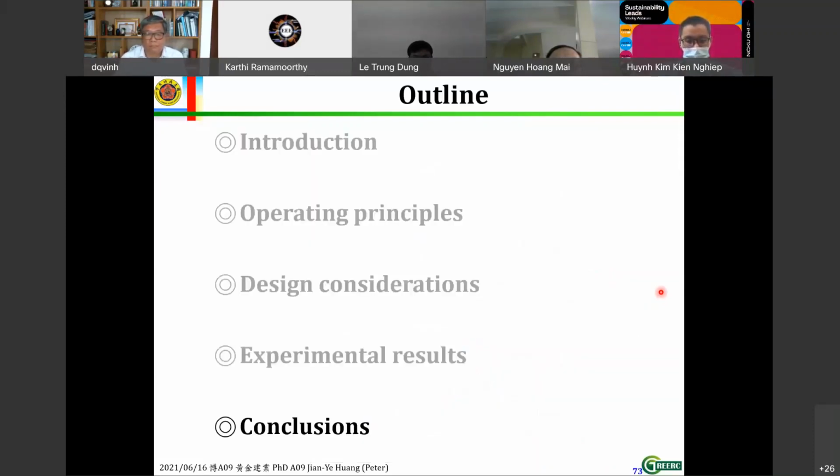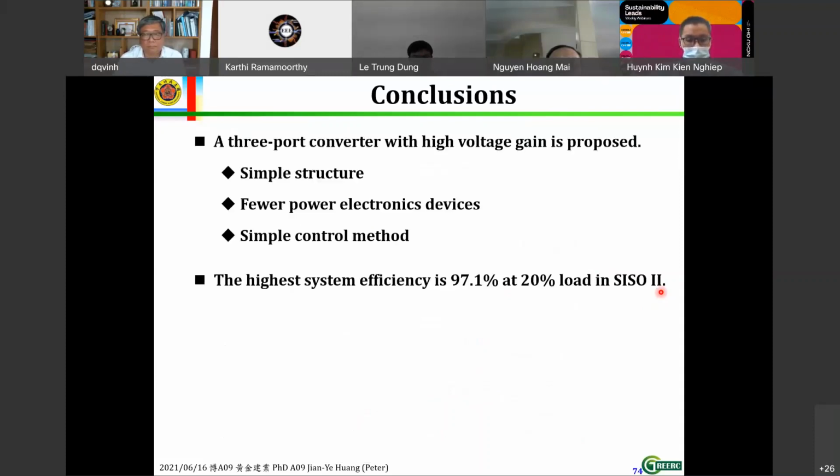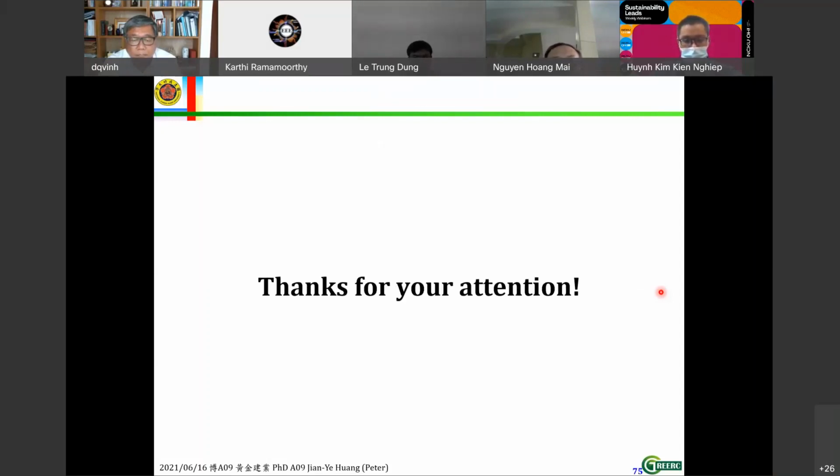And finally, I will make a brief conclusion. The three-pole converter with high voltage gain is proposed. It has a simple structure and fewer power electronic devices with simple control methods. The highest efficiency is 97.1% at 20% load in the CSO2, and also the power flows from the three poles are independent. Thank you for your attention, and I'm open for questions.